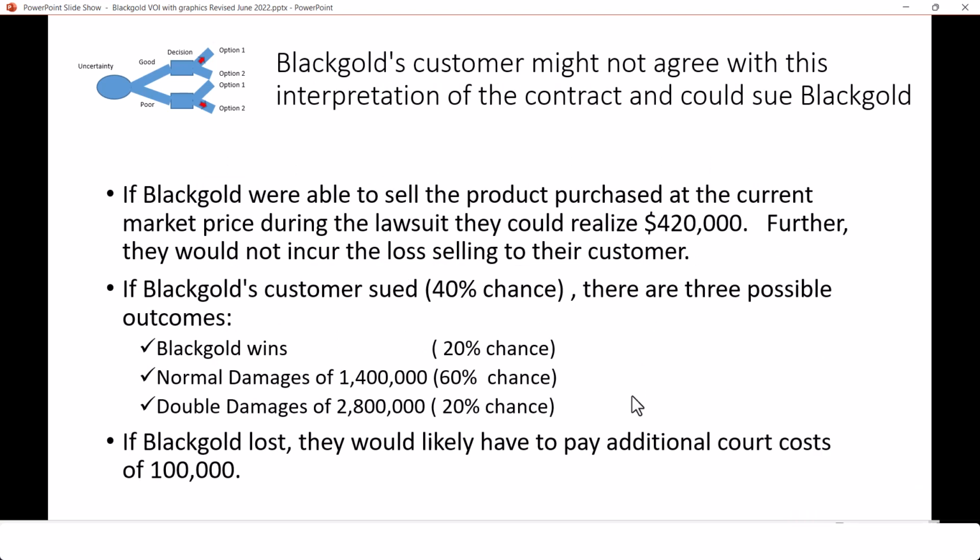Now, if Blackgold were able to sell the products purchased at the current market price during the lawsuit, they could realize $420,000. Further, they would not incur a loss selling to the customer. Now, the issue is that if Blackgold's customer sued them, 40% chance, there are three possible outcomes. Blackgold could win the lawsuit. They could incur normal damages of $1.4 million or double damages of $2.8 million. Probabilities are shown here. And if Blackgold lost, they would likely have to pay additional court charges of $100,000.